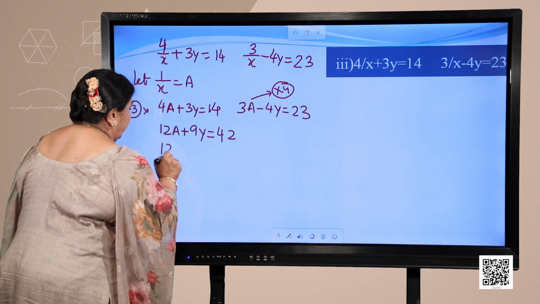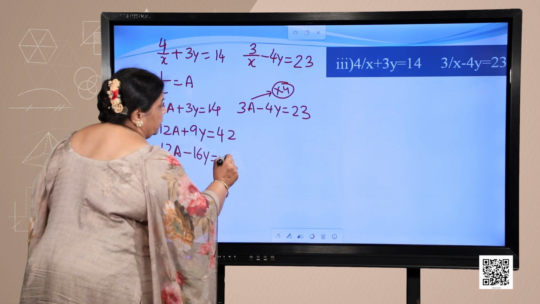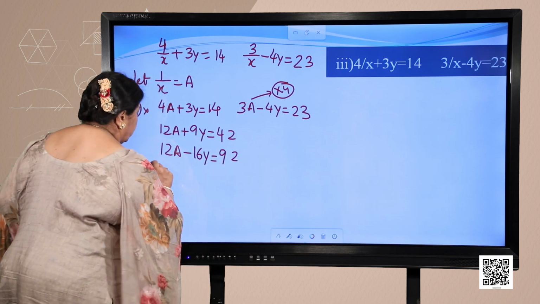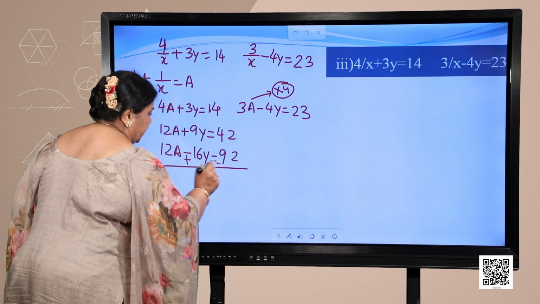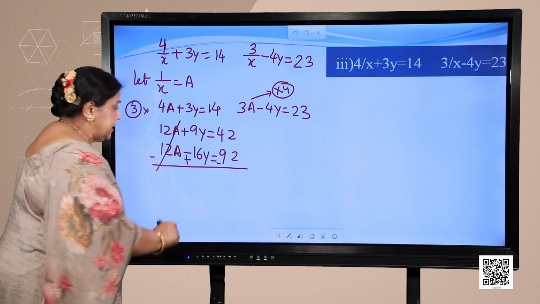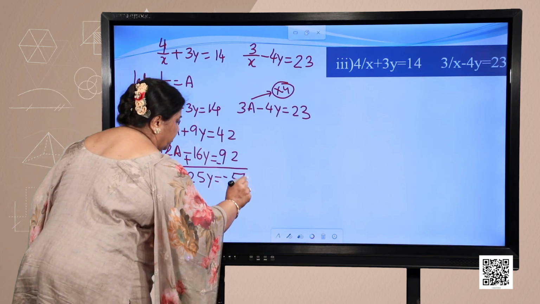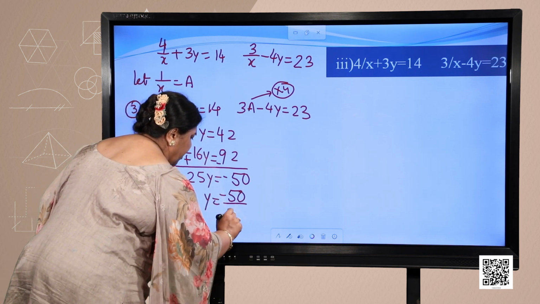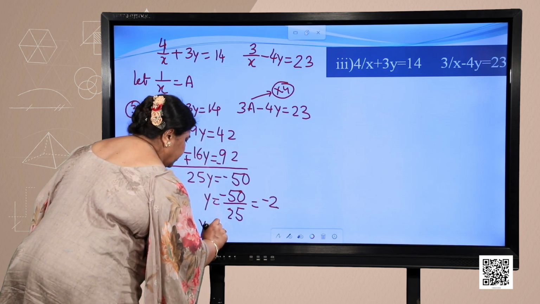Here 12a minus 16y is equal to 92. So, we have same sign, subtract here. So, 12a minus 12a gets cancelled. What is 9 plus 16? It is 25y is equal to minus 50. So, value of y is minus 50 upon 25, that gives me minus 2. So, value of y is minus 2.